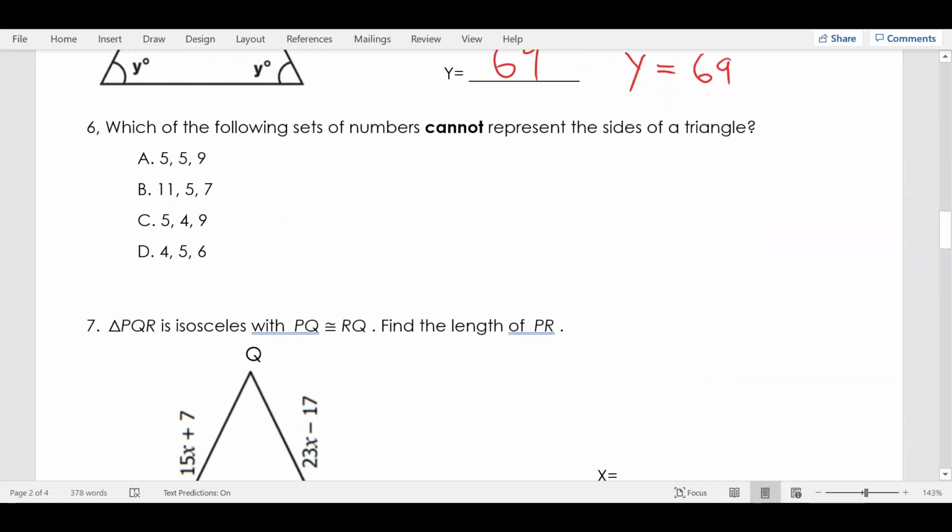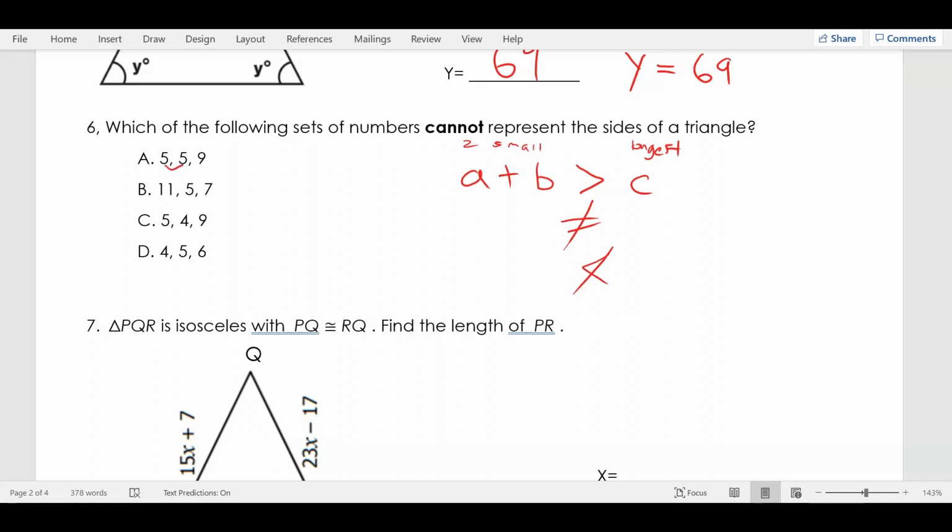Which of the following sets of numbers cannot represent the sides of a triangle? Remember, A plus B must be greater than C. These are the two small ones, and this is the longest. It cannot be equal, and it cannot be the other way around. Cool.